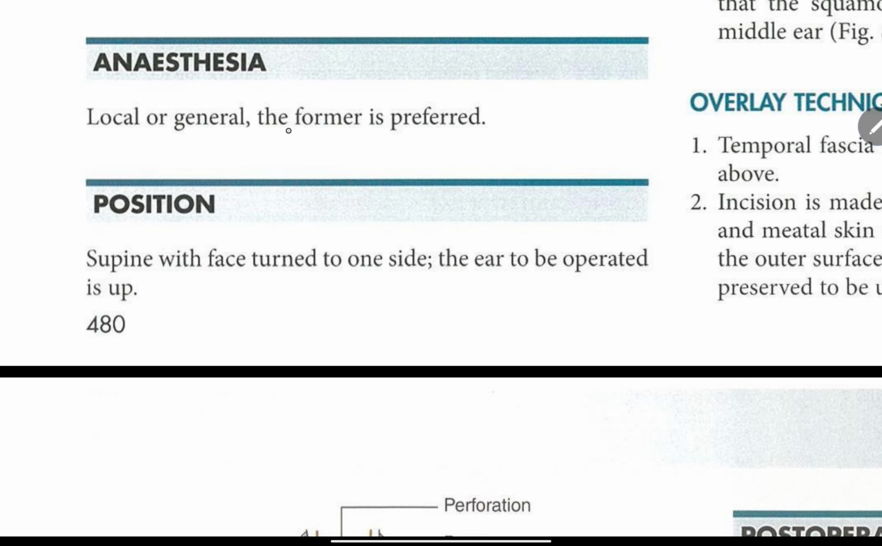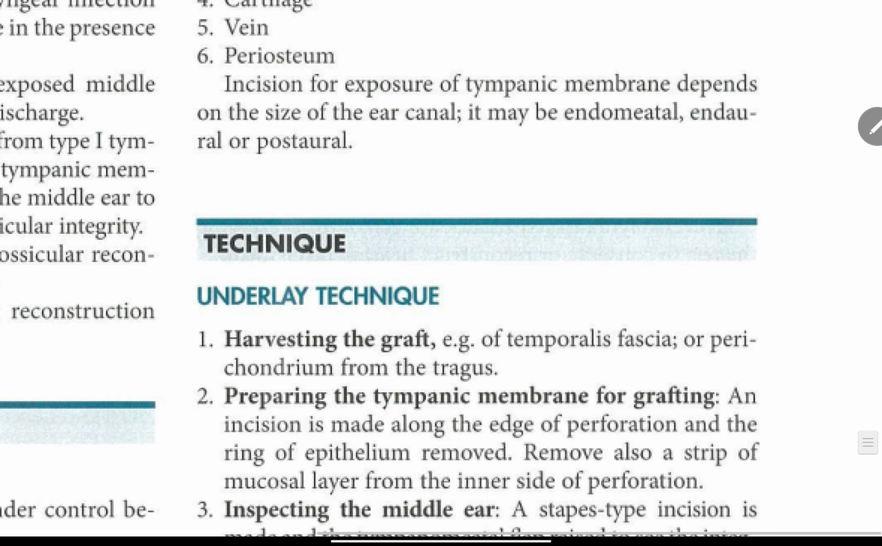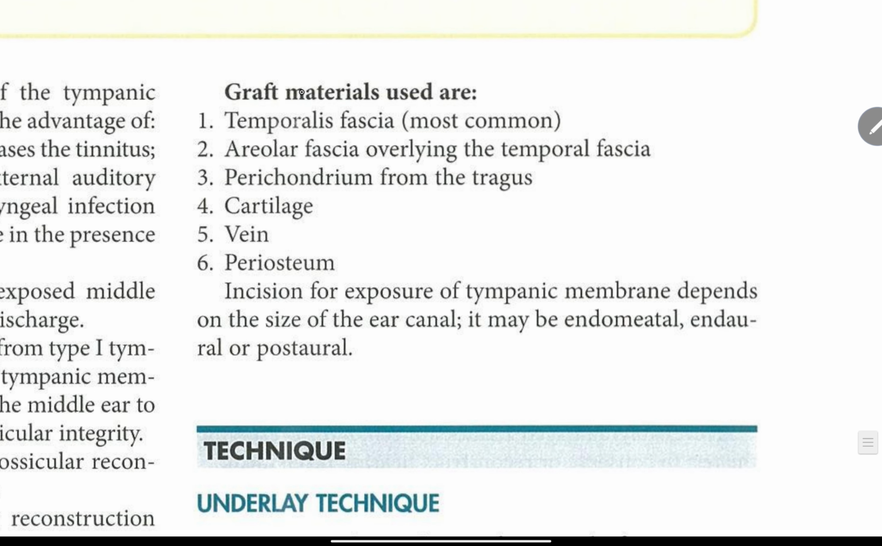Anesthesia: local or general anesthesia, the former is preferred. Position: supine with face turned to one side, the ear to be operated is up. Graft materials used: 1. Temporalis fascia, most common. 2. Areolar fascia, overlying the temporalis fascia. 3. Perichondrium from the tragus. 4. Cartilage. 5. Vein. 6. Periosteum.